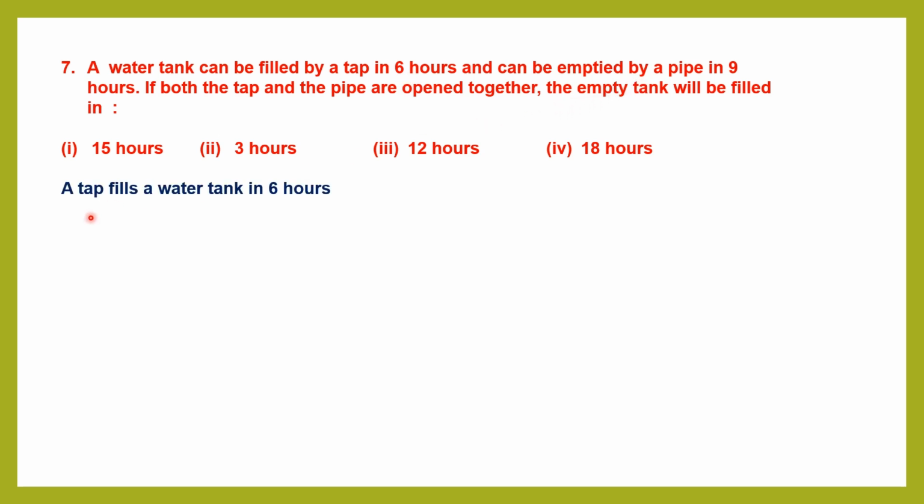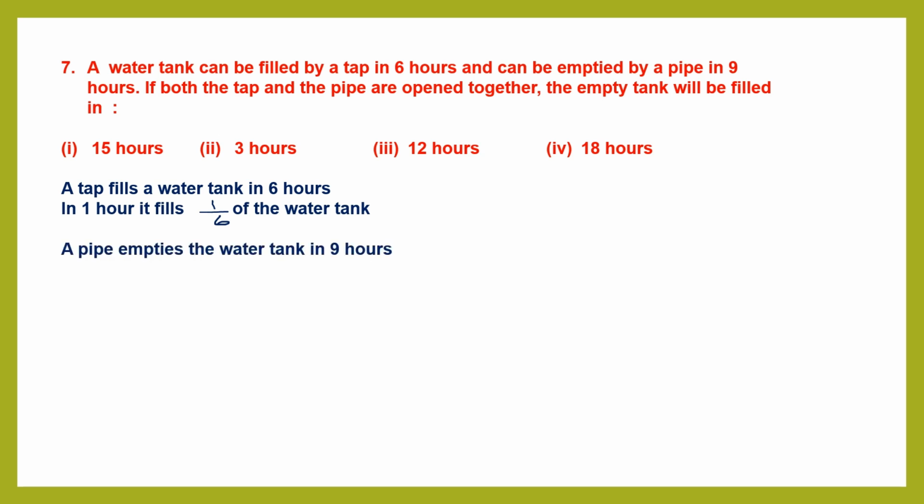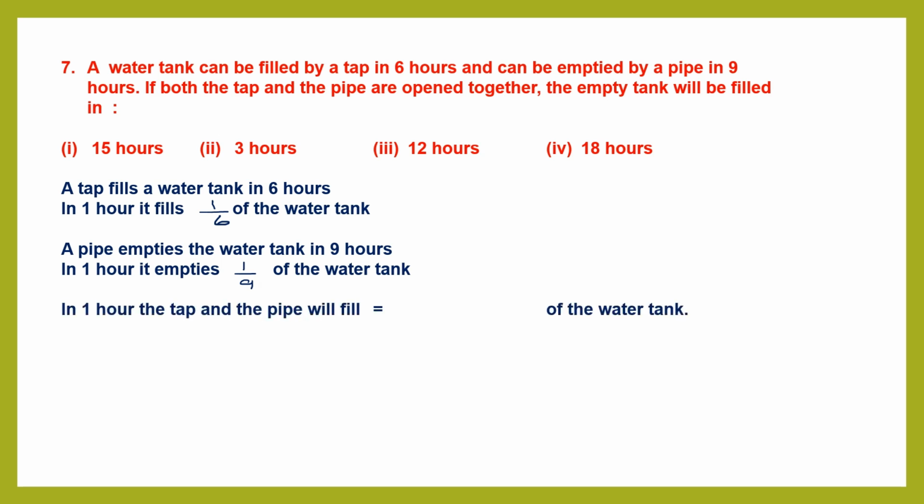So let's write, a tap fills a water tank in 6 hours. So in 1 hour it will fill 1/6 of the water tank. Similarly, a pipe empties the water tank in 9 hours. That means in 1 hour it empties 1/9 of the water tank. So together, how long will they take to fill this empty tank? So in 1 hour, the tap and the pipe will fill 1 by 6, and since the pipe empties it, we're going to subtract 1 by 9, so 1 by 6 minus 1 by 9 of the water tank.